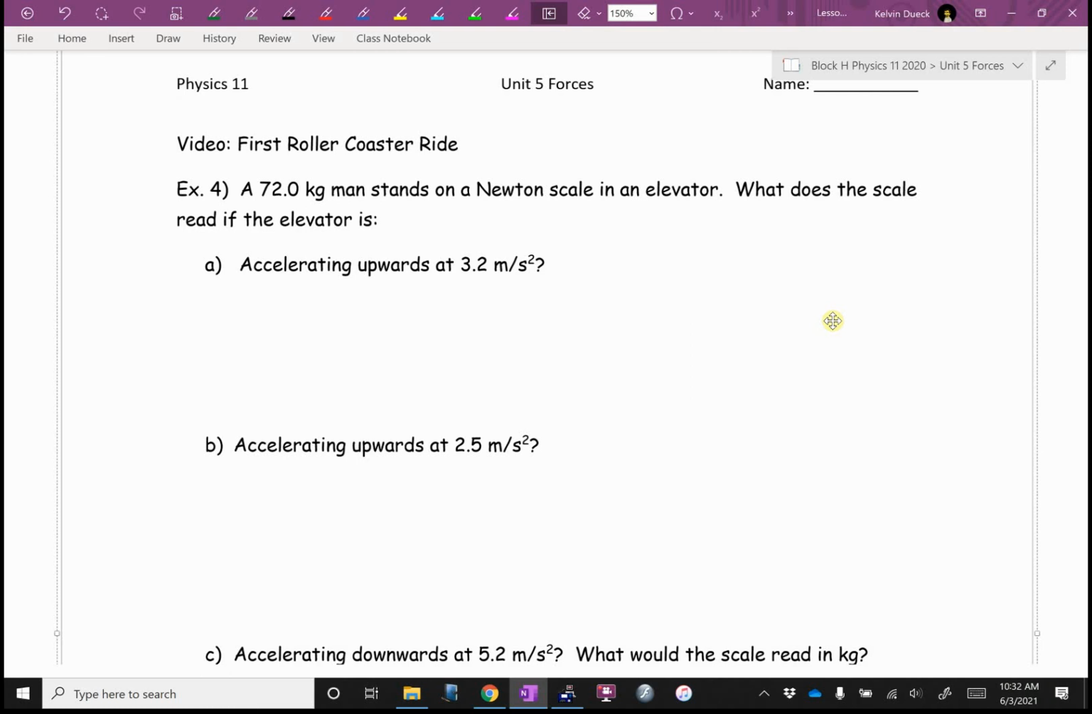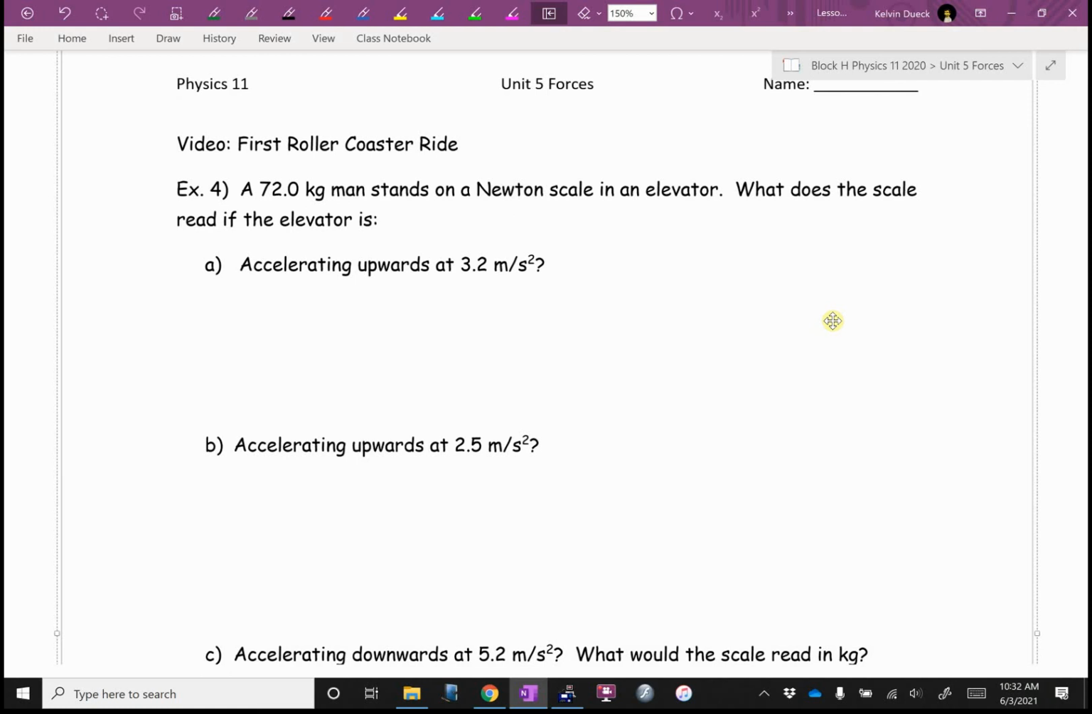Ooh. Acceleration. First of all, Liz, what's this question asking me to find? Just read, what does the? Stop. What's this asking me to find? The scale reading. What's this really asking me to find? This is asking me to find the normal force. Okay? That's the conclusion we got to get to. This is asking us to find Fn. So it's asking us to find the normal force.